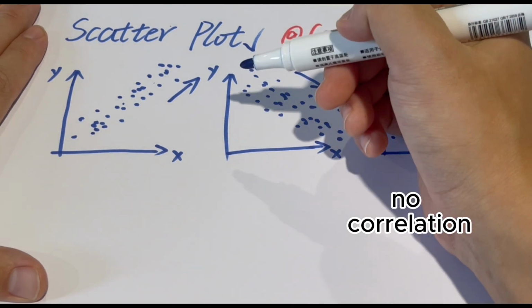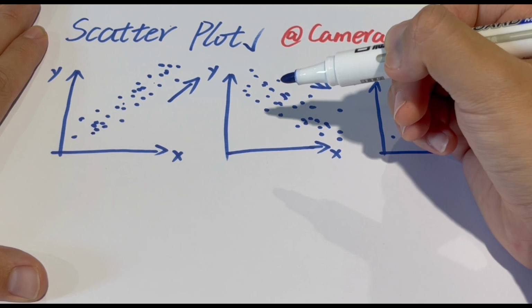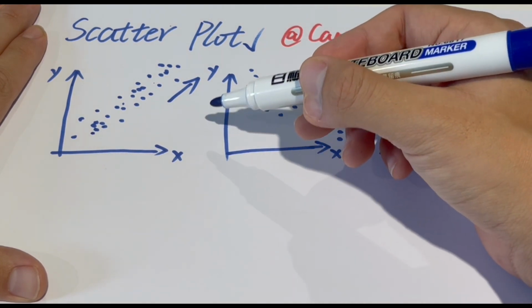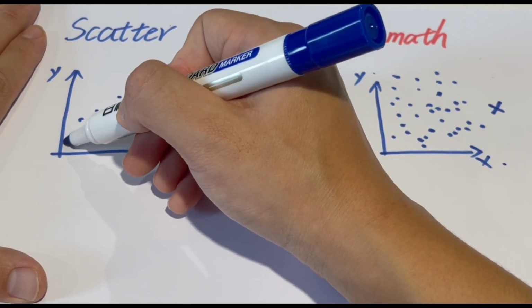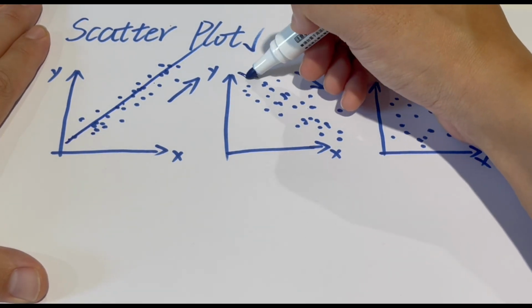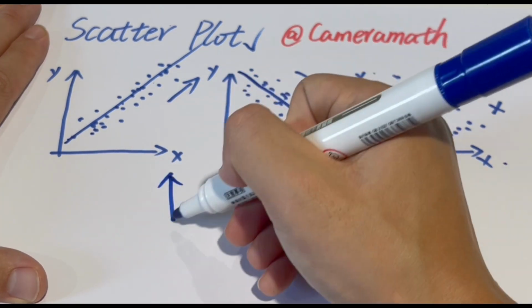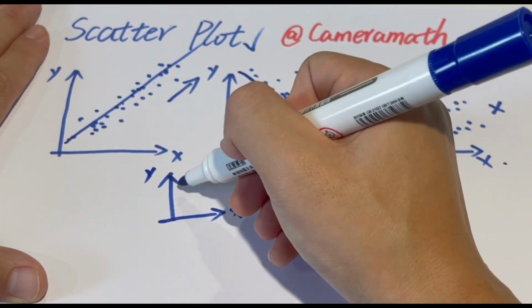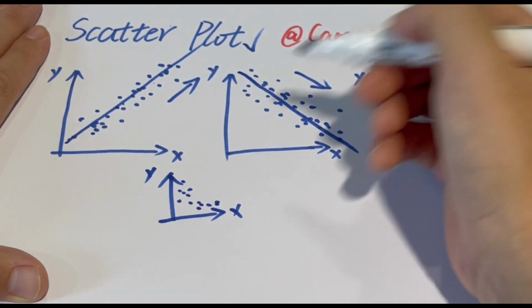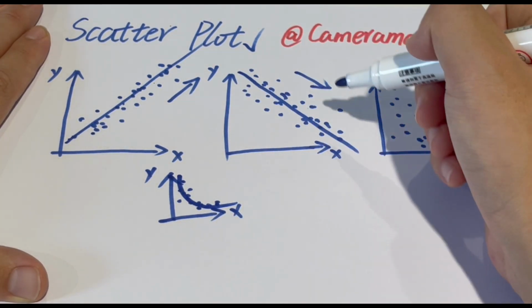Next, we can add a trend line to the scatter plot to describe the overall trend between the two variables. For example, in a positive correlation scatter plot, we can draw a straight upward line. And in a negative correlation scatter plot, we can draw a straight downward line. There can also be other types of trend lines based on different relationships, such as inverse proportion. The trend line helps us better predict the data.